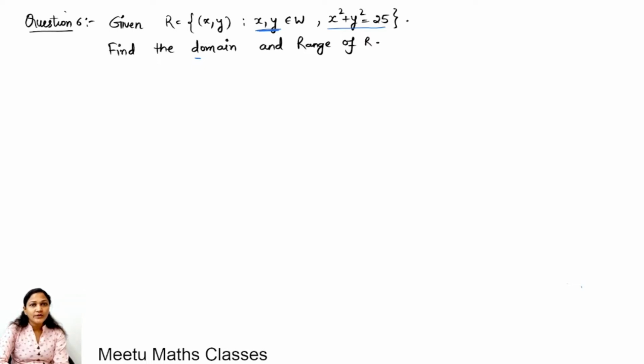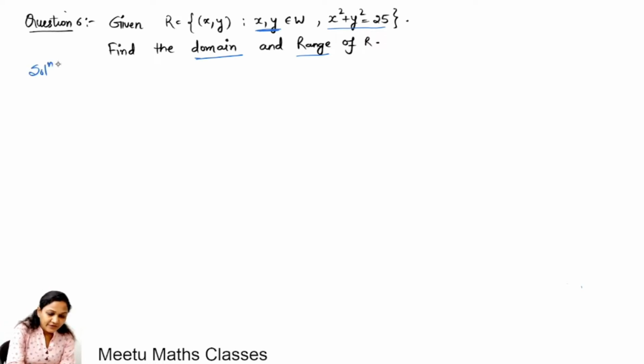Today we are doing class 11 NCERT Exemplar, chapter 2, that is Relations and Functions, and this is your question number 6. Given that the relation R is x is related to y, first of all x and y both must be whole numbers, and satisfying this condition that x square plus y square should be equal to 25. So you are supposed to find the domain and range of R.